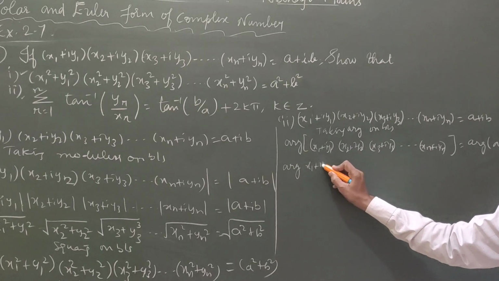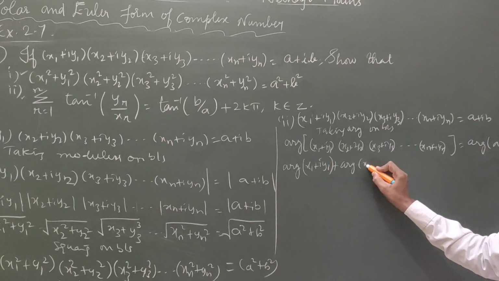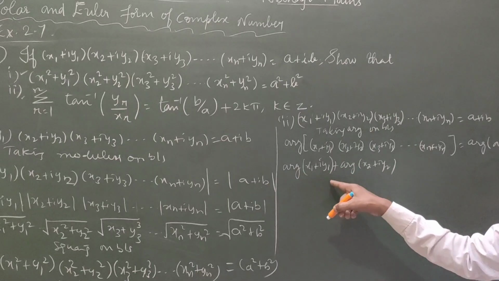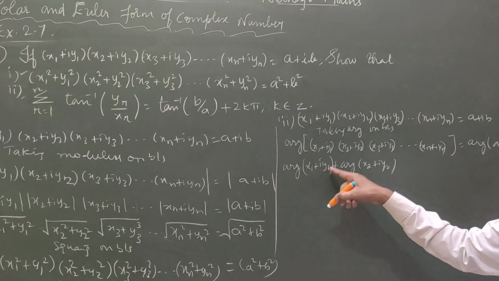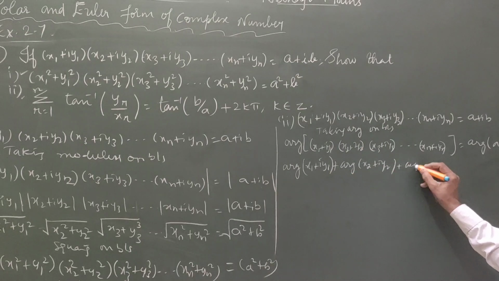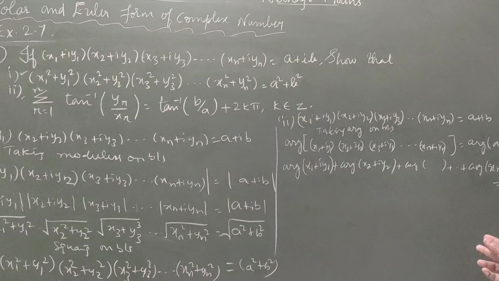Argument of (x1 + iy1) plus argument of (x2 + iy2). So the argument goes into a plus. Argument of the first complex number plus argument of the second complex number plus argument of the third complex number, up to argument of (xn + iyn) equal to argument of (a + ib). So up to this you are right.